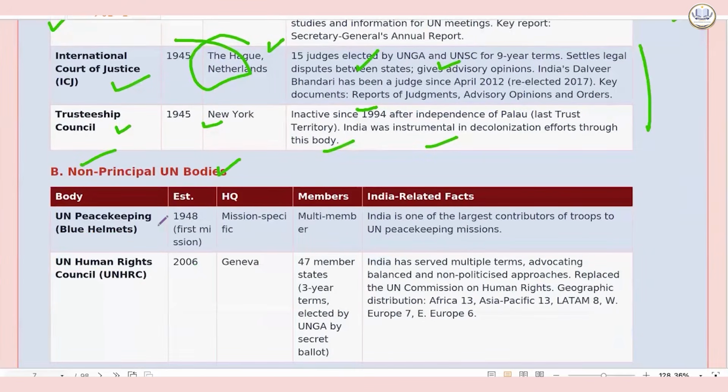Now, non-principal UN bodies like UN peacekeeping, which are also called blue helmets. The first mission was in 1948, and it is mission specific. It is a multi-member body. India is one of the largest contributors of troops to UN peacekeeping missions.